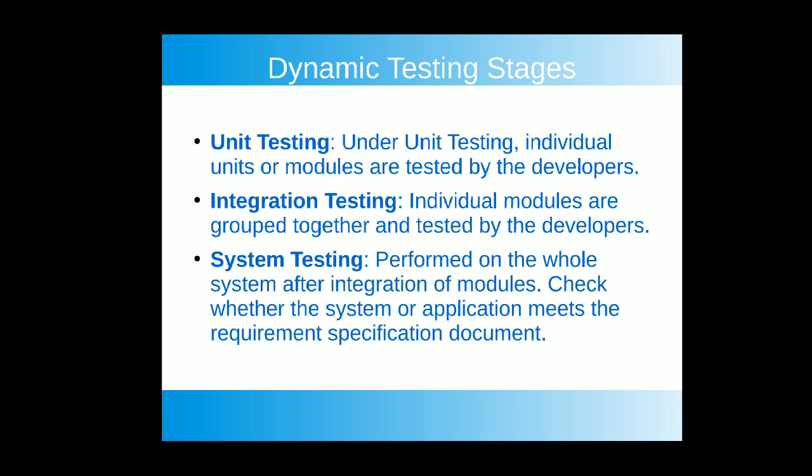Here the individual software blocks are combined together to form a group and tested against their combined functionality. The last stage of dynamic testing is system testing. This testing is performed after integration of all the software blocks, and we will test the software functionality against the expected result of the software, or against the design requirements.